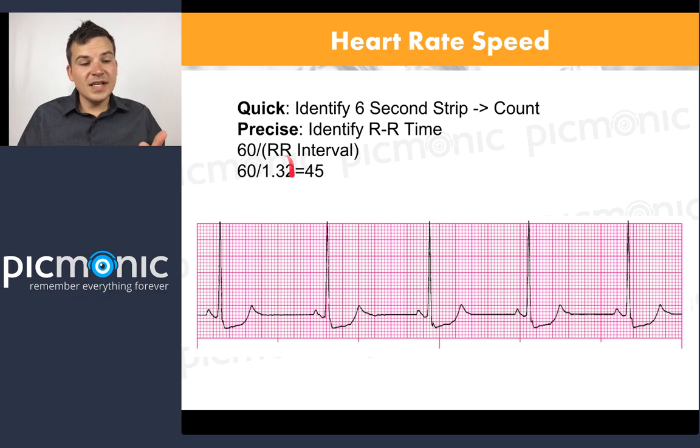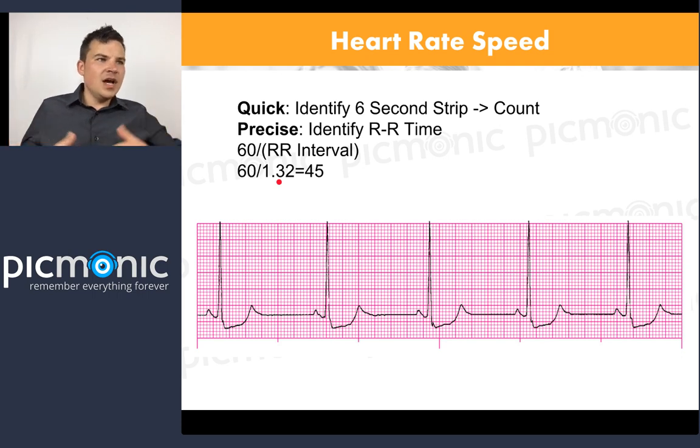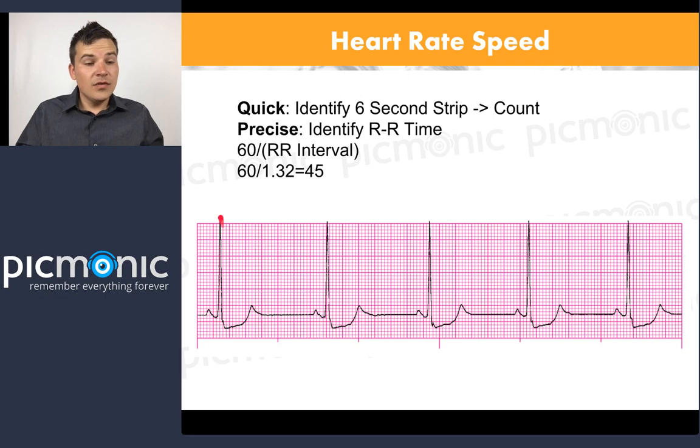And then I just take 60 and divide it by 1.32, and it's going to give me the exact heart rate of 45. All of the ECG monitors and all the heart monitors out there, what they do is they actually count from the R to R. They're able to identify where the R wave is, and they calculate the exact difference in real time of the R waves to give you an exact heart rate.